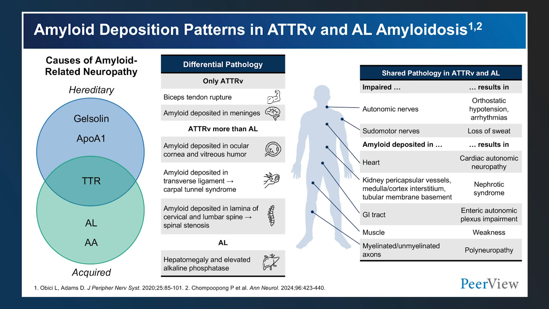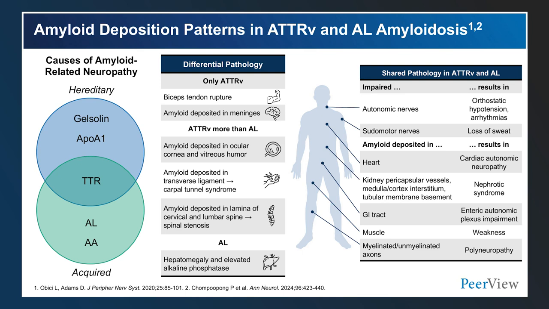Another thing that is interesting about ATTRv, and we're at the ANA here, so it does affect the brain and the eye as well. So something to keep in mind, and we're going to see in one of the cases that we'll present later how this manifests. And it's also a clue that you can be dealing with ATTRv amyloidosis.